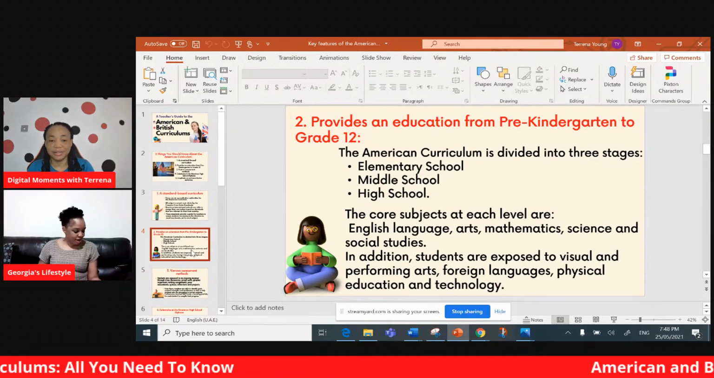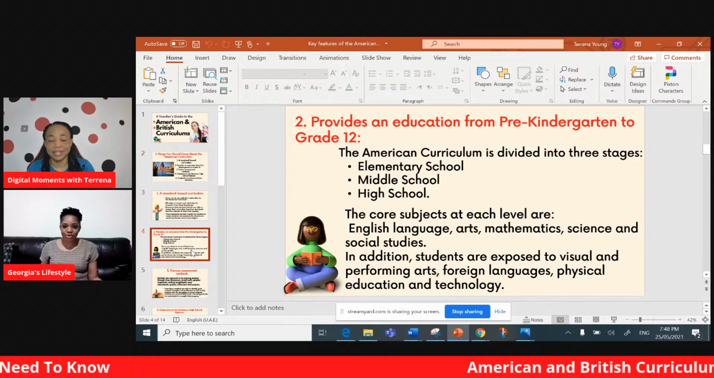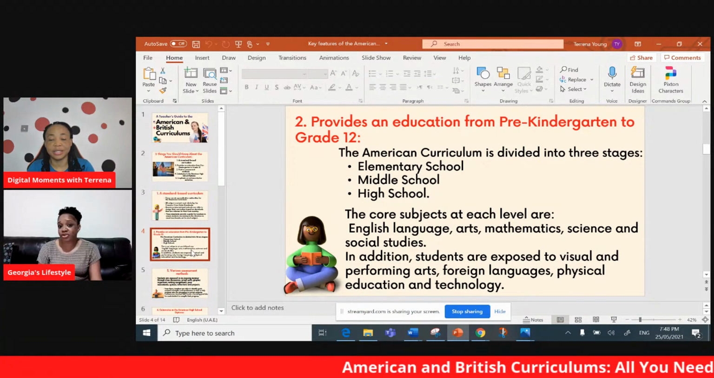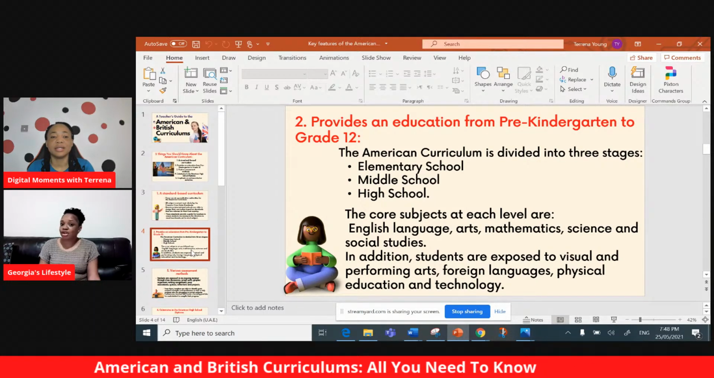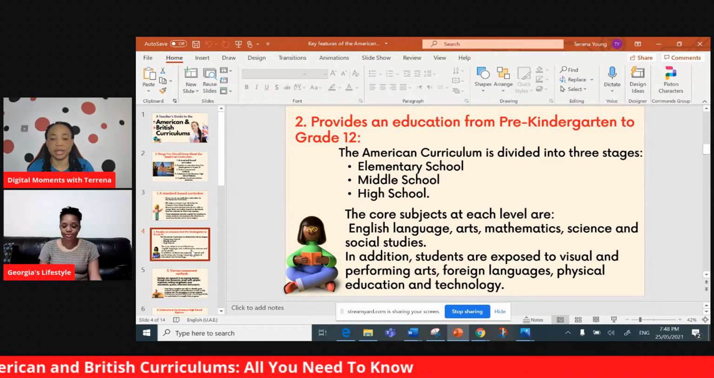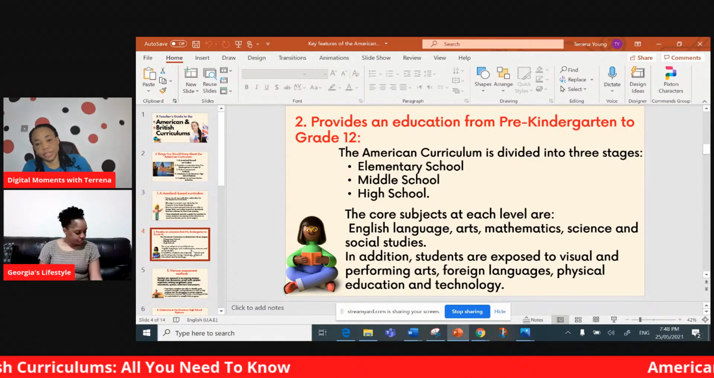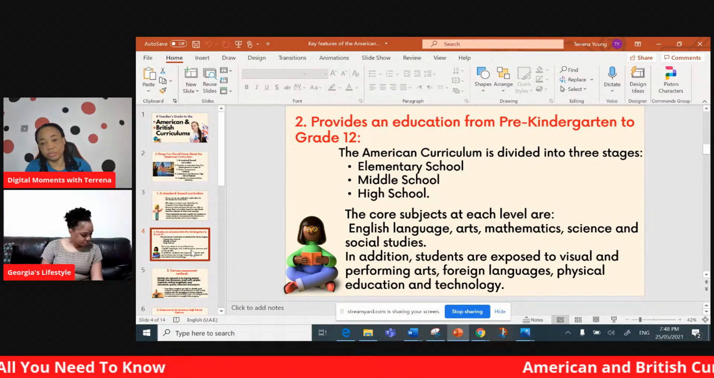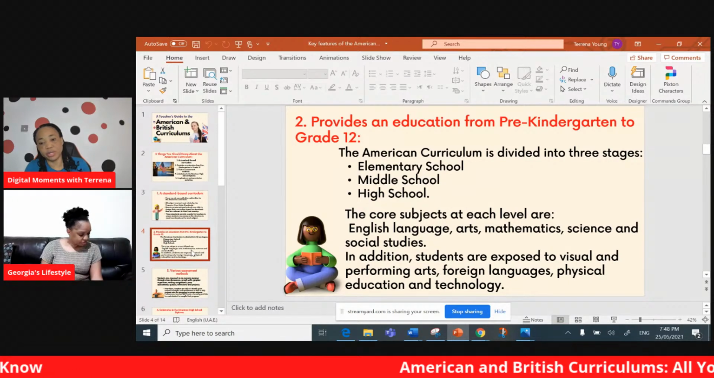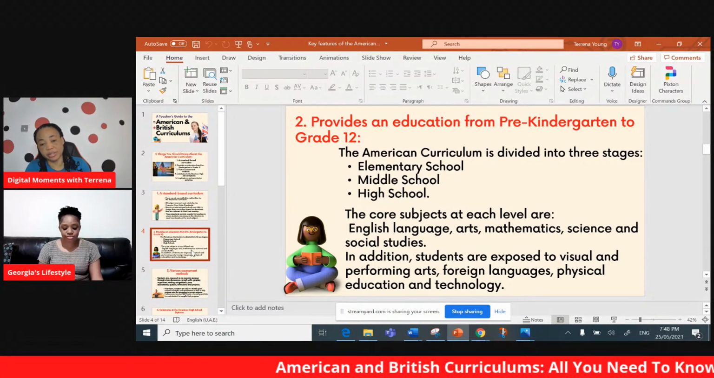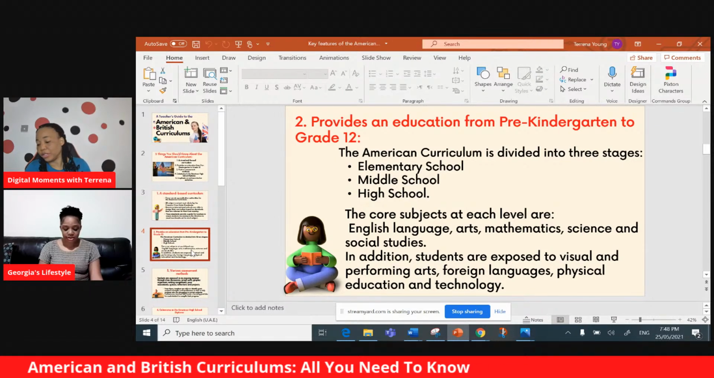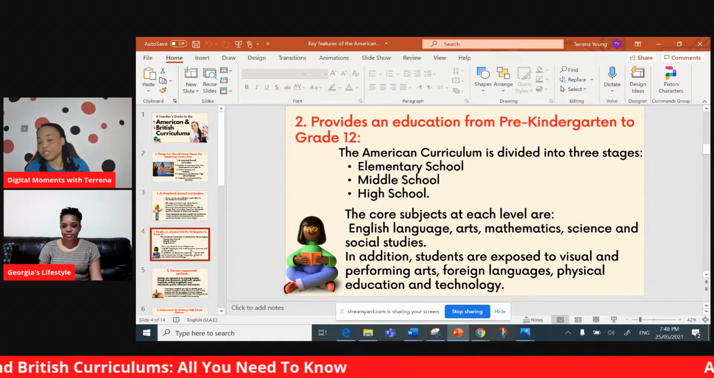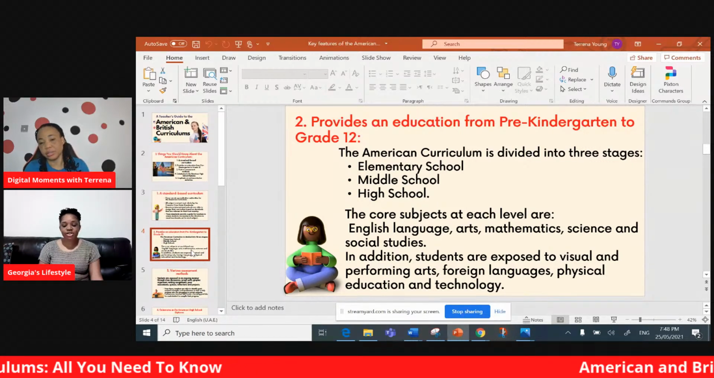And if you're watching from elsewhere, I'm assuming that even though you might not be using the American curriculum, whatever curriculum you're using, you're teaching the core subjects. And we are exposing our students to visual and performing art, drama, technology, and foreign language. In Jamaica they'll do French and Spanish.